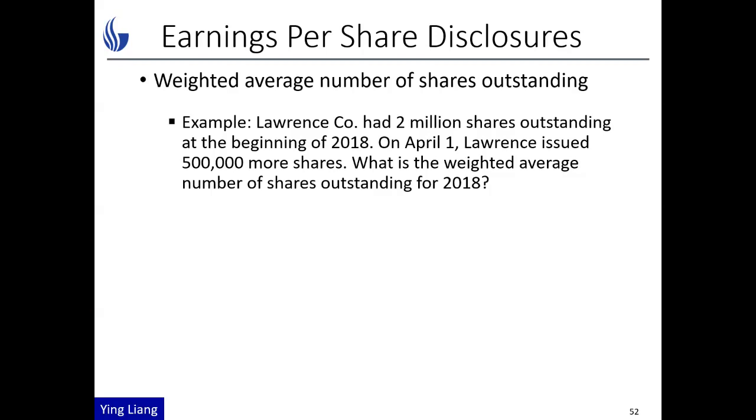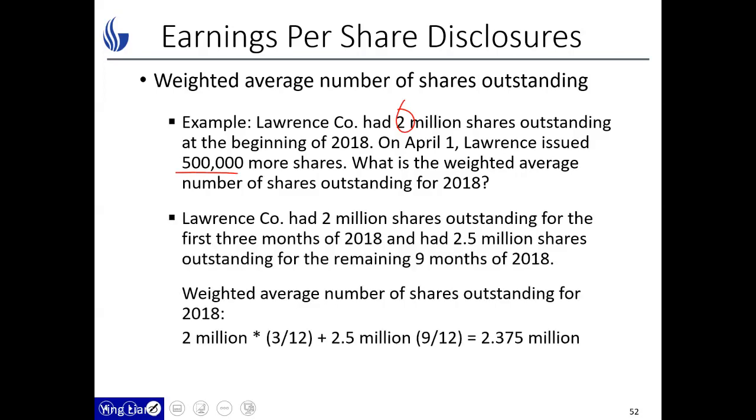Oh, okay, so I get it. This means the number of shares outstanding changes during the year. And we have to get an average between these two. But we cannot simply use this 2 plus the 2.5 divided by 2. No, because we have 9 months of these new shares outstanding. We only have 3 months of only 2 million. So we have to weight them. What are we weighting? We are weighting by months.